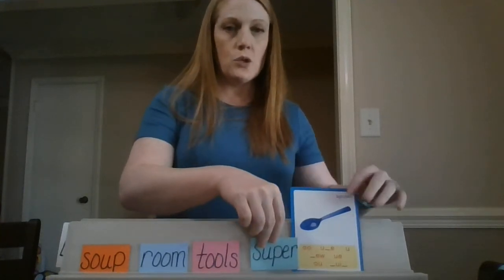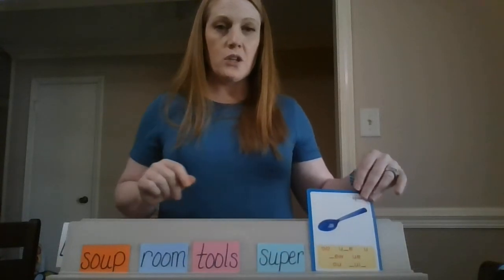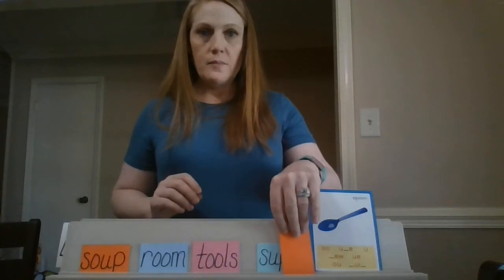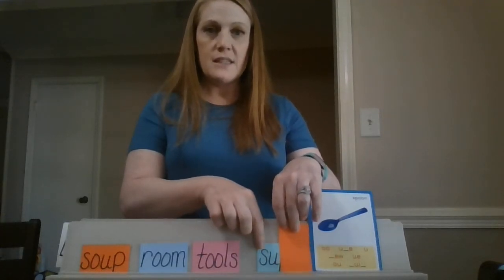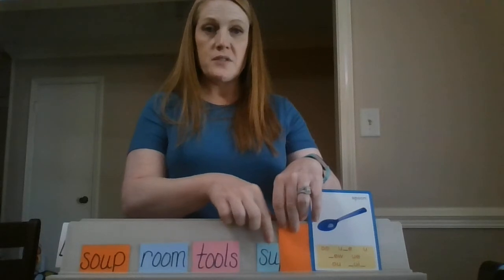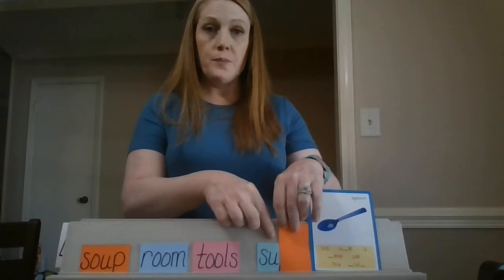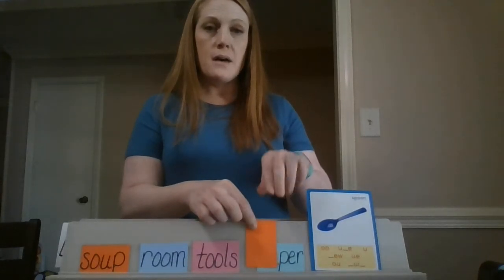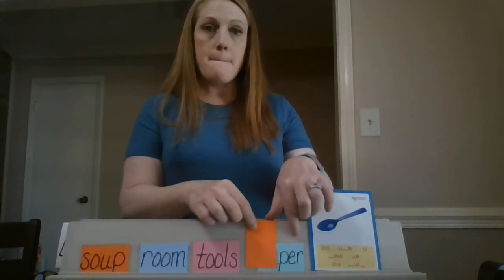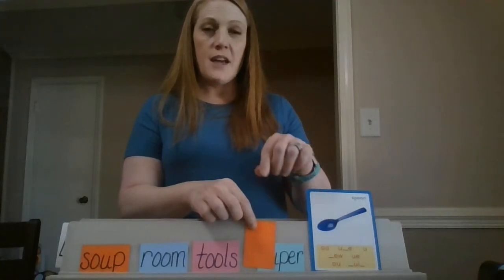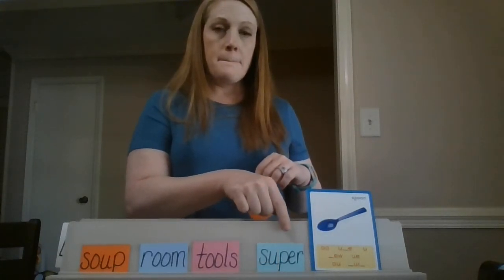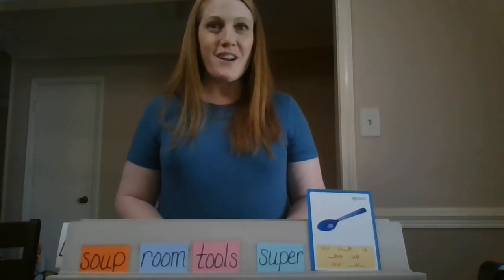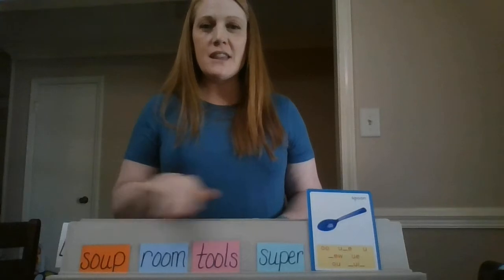Oh, this one has two syllables. So we're going to look at the first syllable. I'm going to break it up for you. Let's say those two sounds. S, oo, put those together. Sue, so this one is Sue. Er, purr. So we have the two parts, sue, purr. Put those together. What is that word? Super. That's great.